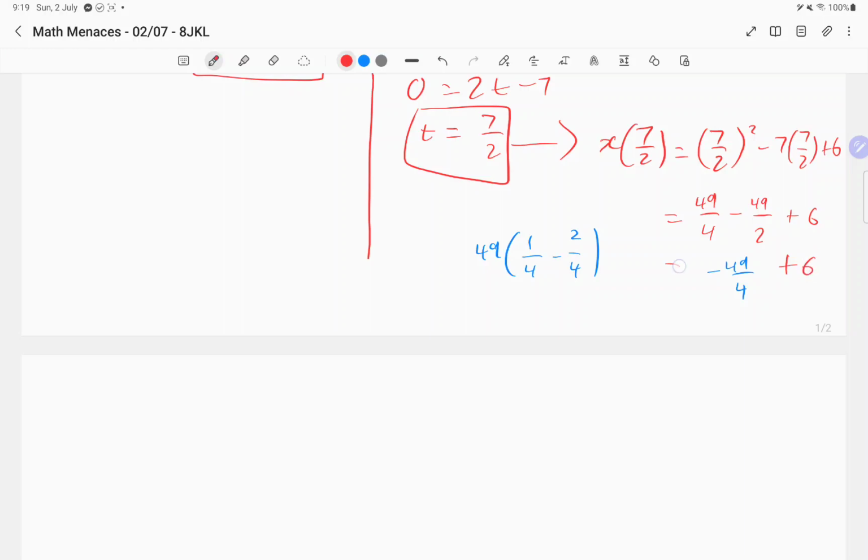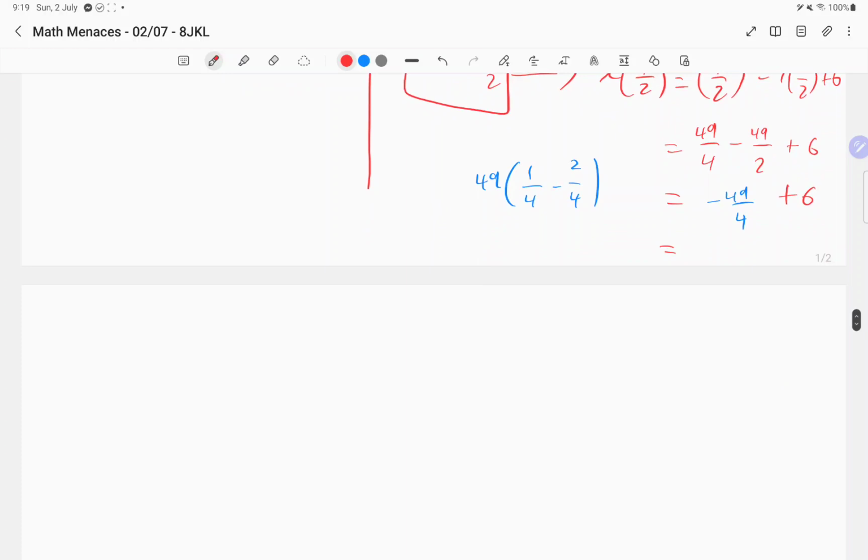You always take out common factors when you're dealing with numbers like this. It'll be a bit easier to work with, because most of the time when you do the multiplication, it's easier than doing a subtraction.